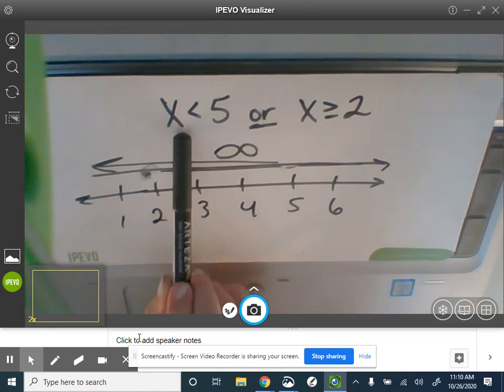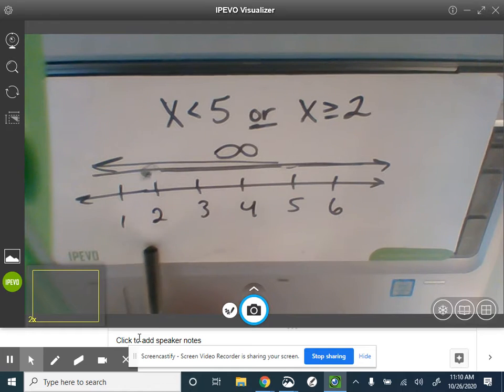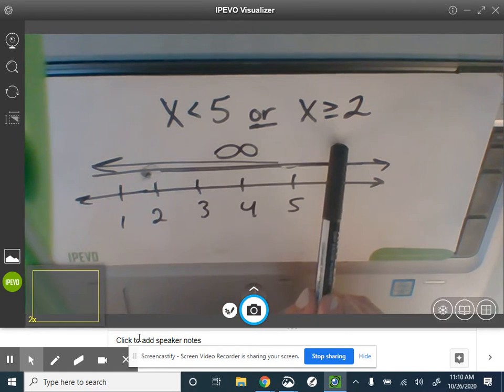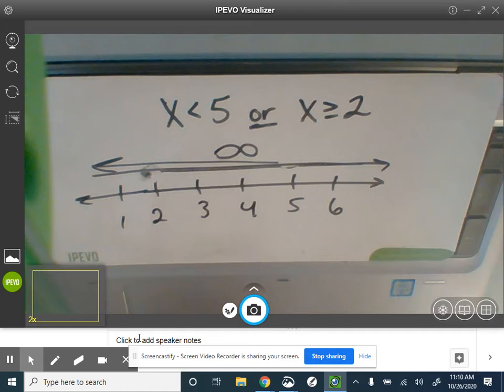1 is less than 5. Good, it works for one of them. 4 is less than 5 and is greater than or equal to 2, so it works for at least one of them. 6 isn't less than 5, but it is greater than or equal to 2, so that works for at least one of them. So if you even wanted to do that, you could test one to the left of the original dot, one within it, and one to the right of the original dot to show that everywhere it's satisfying at least one of them, so that's how we know it's an infinite solution.